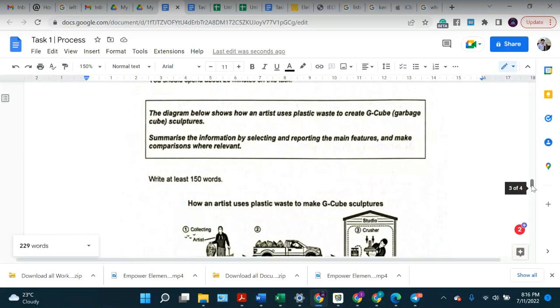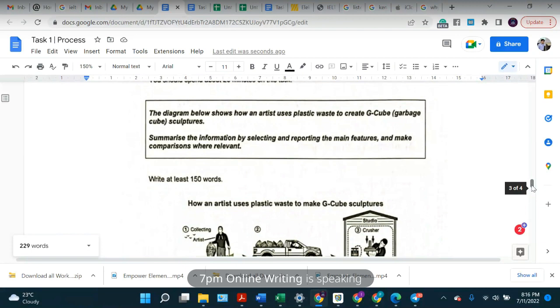I'm not sure. Plastic refuse. Not sure though. Okay. I've never heard it said. Plastic refuse. Yeah. Plastic waste. Okay. The diagram below shows how an artist uses plastic waste to create G-cube, garbage cube.